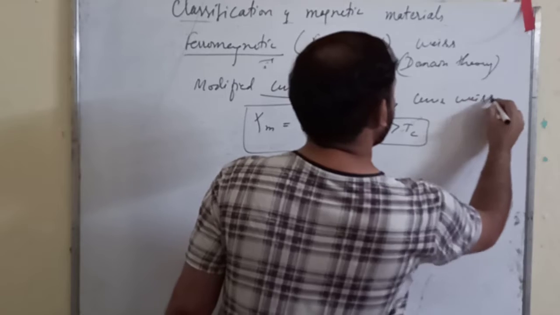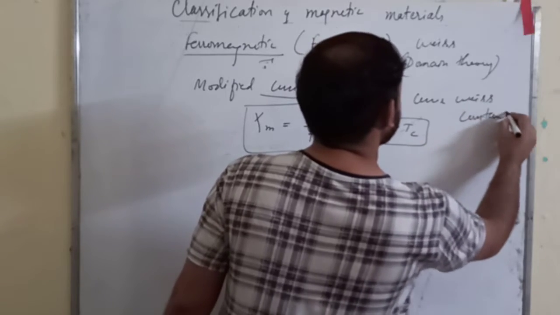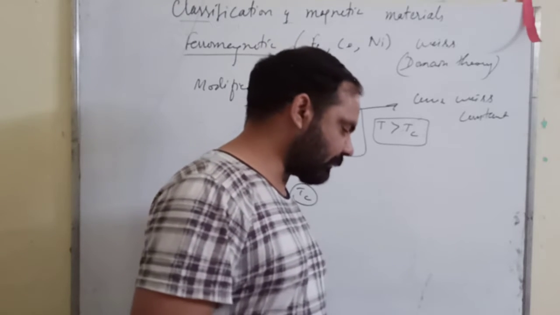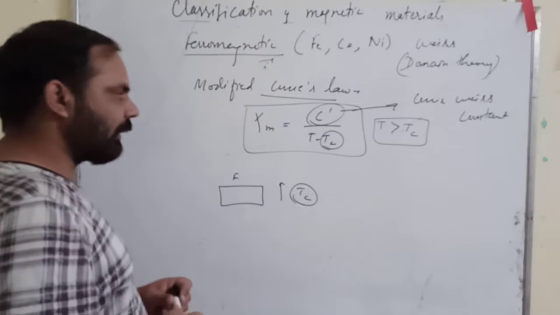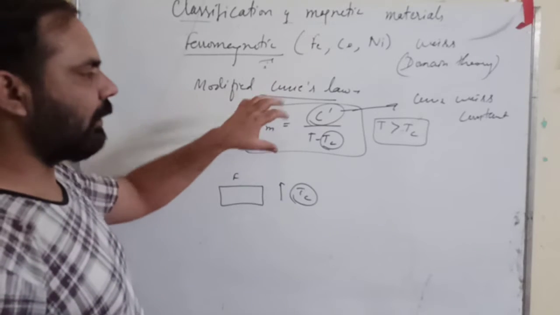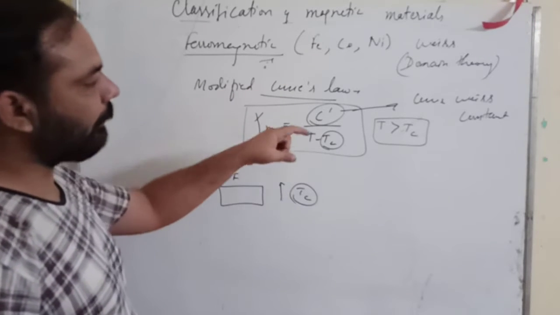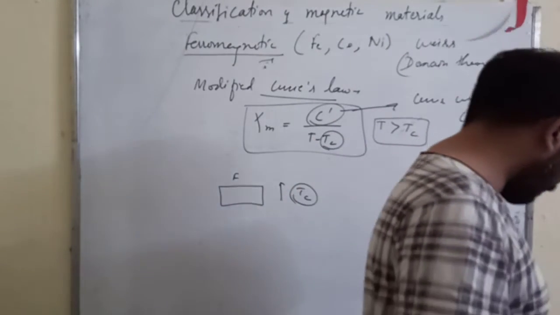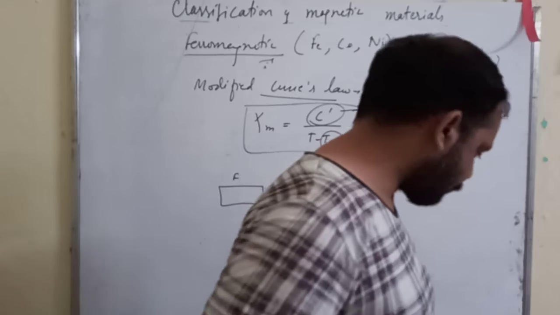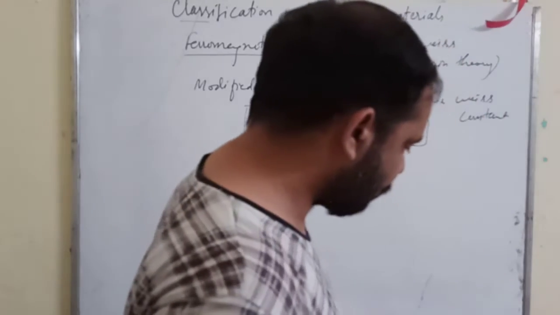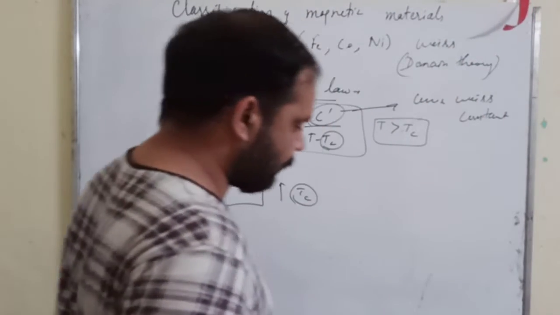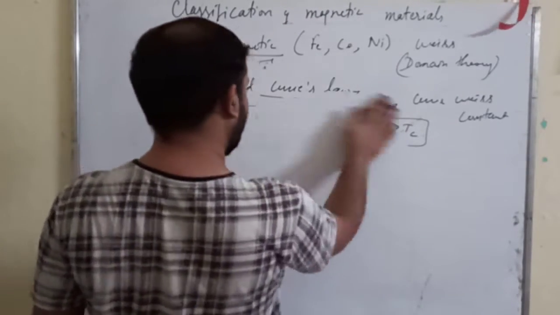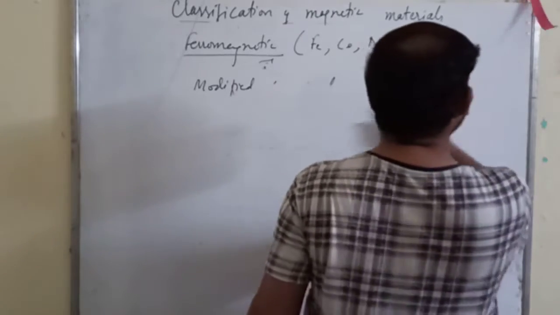Where this C dash is called the Curie-Weiss constant. Okay, the C dash is a constant called the Curie-Weiss constant. Right? So this type of dependence is there. This is a little bit complex kind of dependence on temperature. So like this they depend, right? So this was about the three different types of magnetic materials, the classification of magnetic materials.